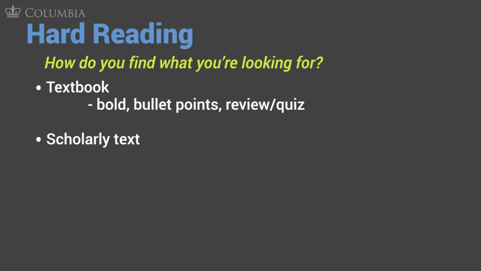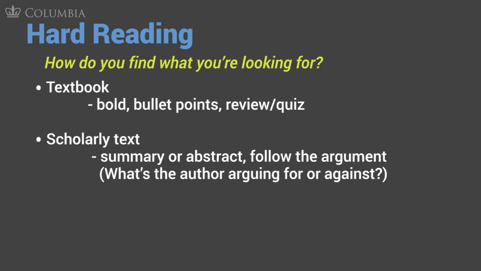Scholarly texts don't necessarily put the important information in bold or in bullet points, but they do often do you the favor of including a summary or abstract right at the beginning. This is a short section, usually a paragraph or two in length, that explains the basic gist of what happens in the scholarly text. Once you've used the summary or abstract to get a sense of what the text is all about, you then work to follow the argument. What's the author arguing for or arguing against? That helps you understand what's going on in the text and helps you understand what's the central main thrust and what are the sort of off-to-the-side details.